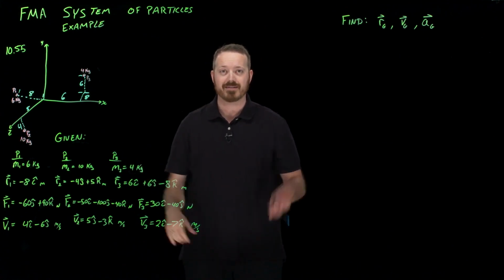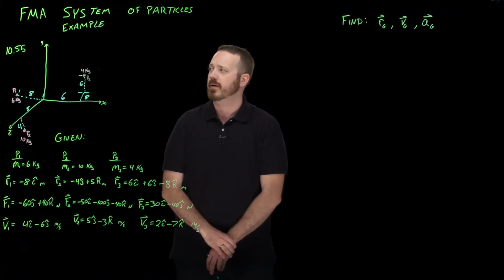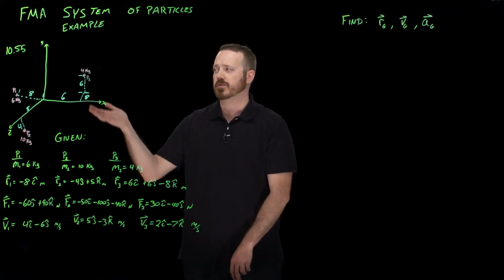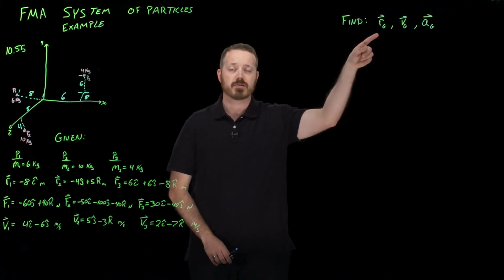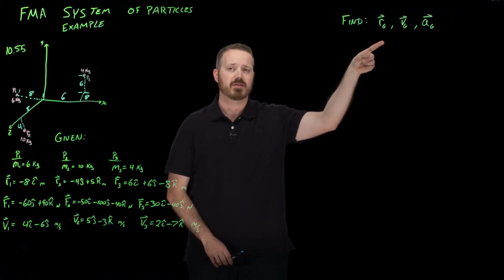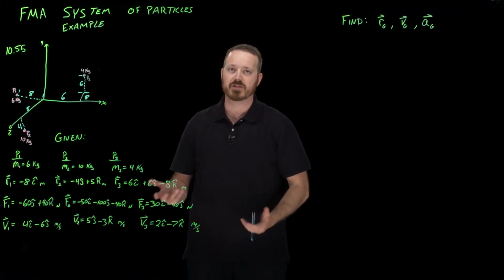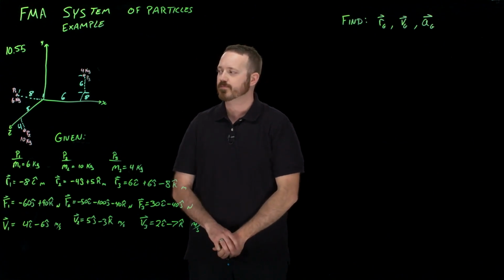There's a lot of detail to start off this problem. Given a whole lot, find just a few things. So you may want to take some time to pause the video and record these things, but I'm going to walk through it, so feel free to capture all the details. Basically, what we have in the setup is a system of particles, just 3 in this example, and we want to find the position of the center of mass, the velocity of the center of mass, and the acceleration of the center of mass. So position, velocity, acceleration are typical motion variables.